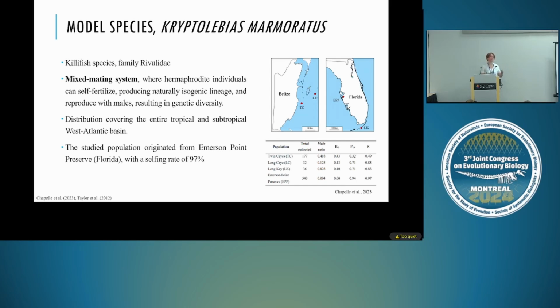And we see along populations that we have male gradients and therefore a genetic diversity gradient too. Here are, for example, the results of Valentine Chapelle, a former PhD in our lab, and she worked with 4 populations, 2 from Belize, 2 from Florida, and she worked notably with the male ratio, the observed heterozygosity, and the selfing rates. It turns out that Emerson Point Preserve population in Florida has the lowest male ratio, smaller than 1%, and therefore the highest selfing rate of 97%. And that's the population I'm working with.